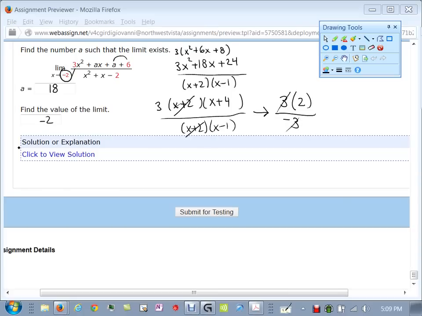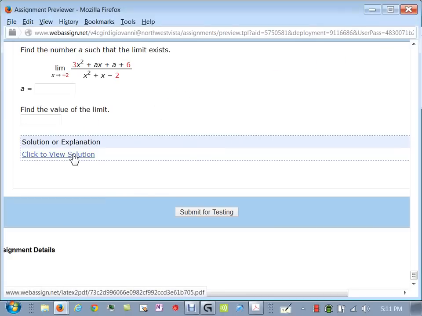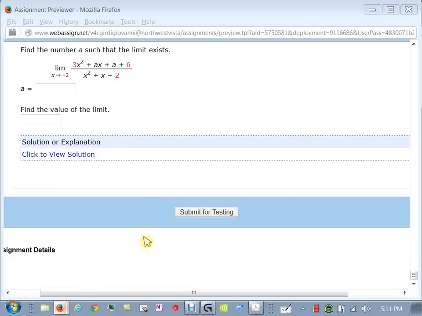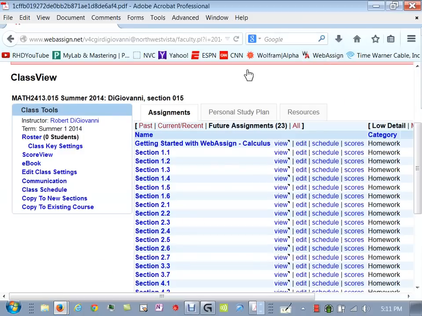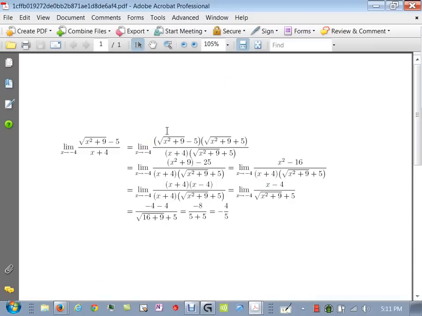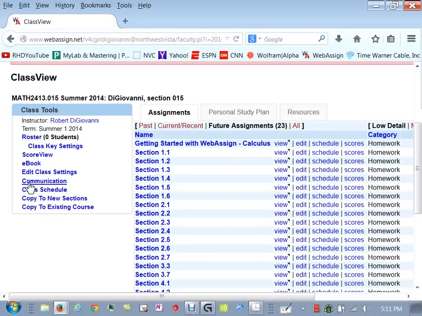Interesting. Curious to see what the book did or what they do here online to get this solution. Let's have a look. Where'd it go? Is that it? Nope. There we go.